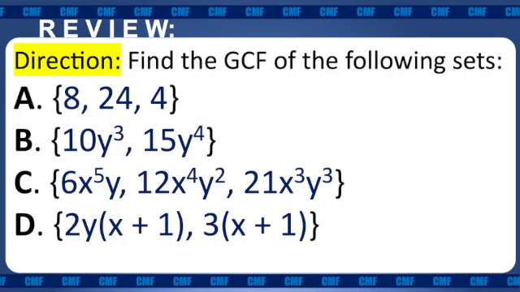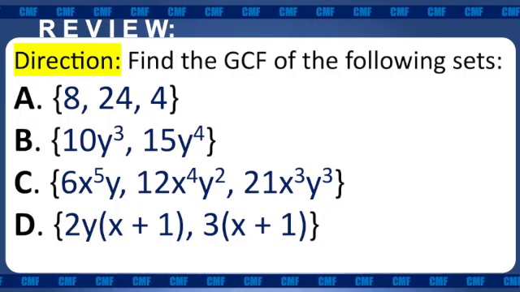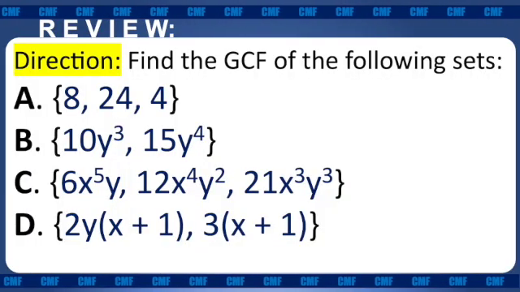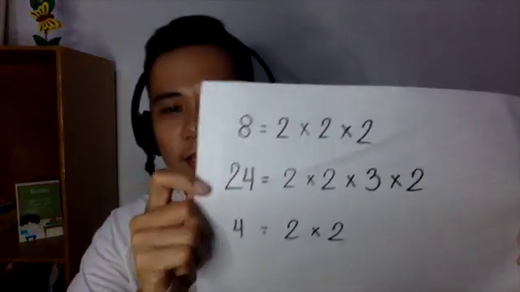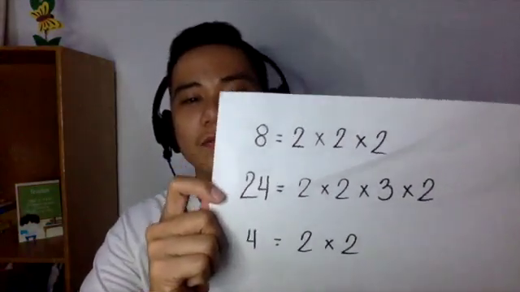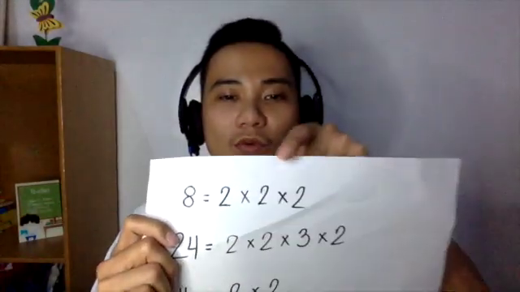Let's apply the GCF in example A. We have the set of 8, 24, and 4. Find the GCF of 8, 24, and 4. For us to get the greatest common factor of those three numbers, we have to identify the prime factorization of each number. For the 8, the prime factors are 2 times 2 times 2.